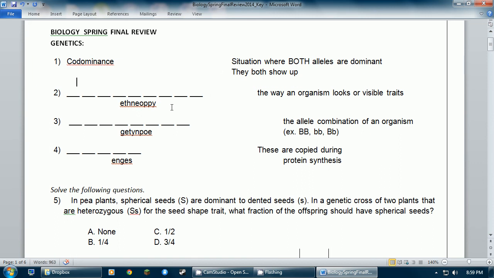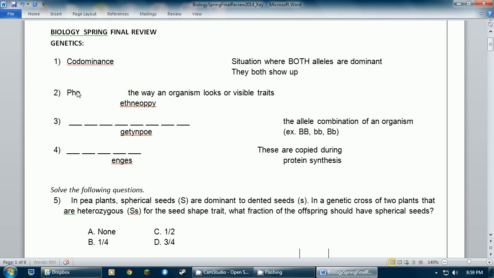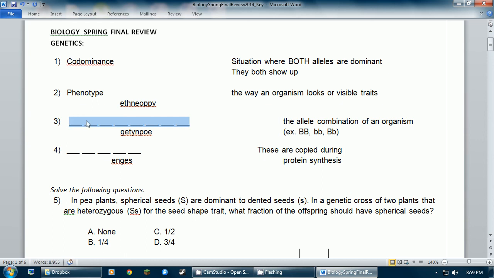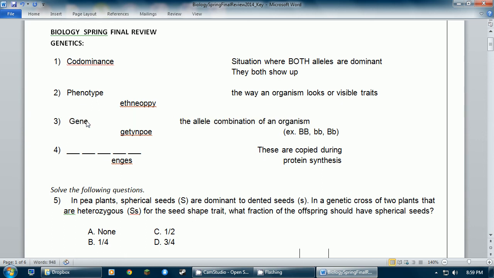Okay, so moving on, we have the way an organism looks, or its visible traits. That is what it physically looks like, or in other words, its phenotype. The way to remember that is the PH sound at the front: physical, phenotype. The genotype, on the other hand, which is the next question, is the actual genes you have. Genotype, yes.